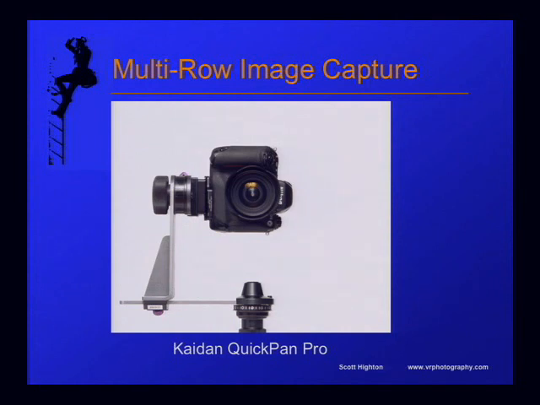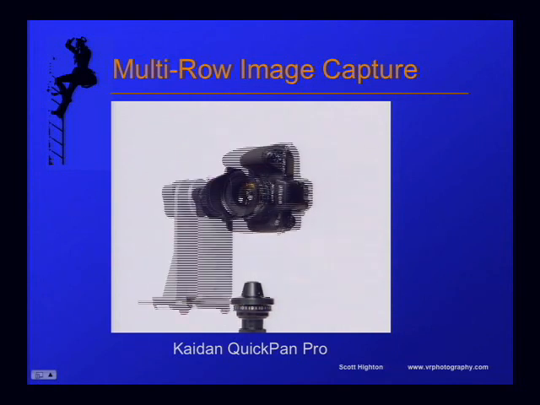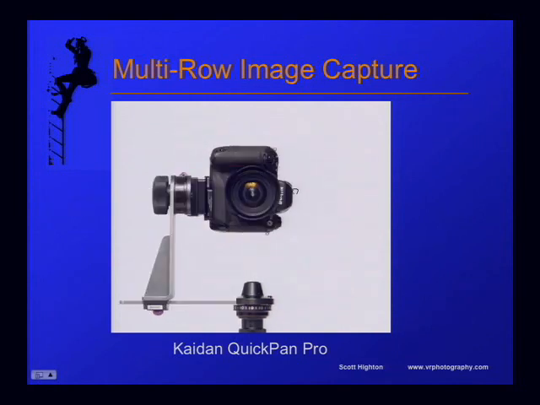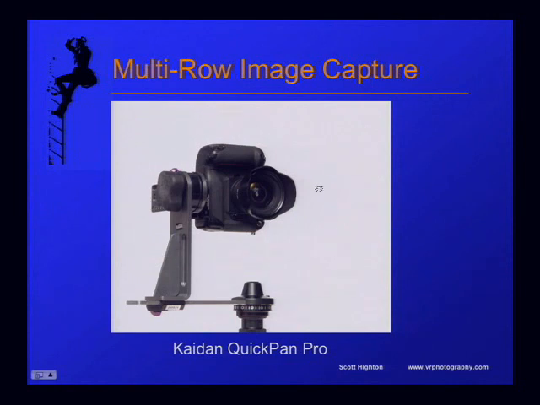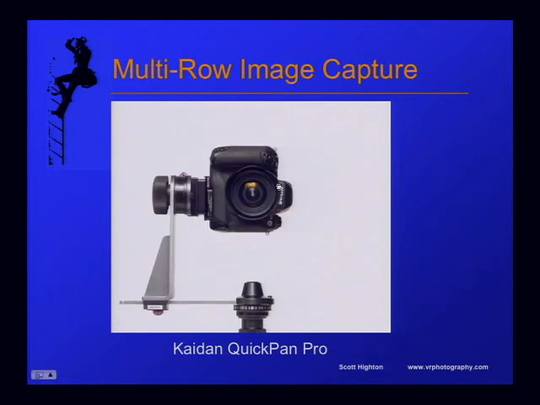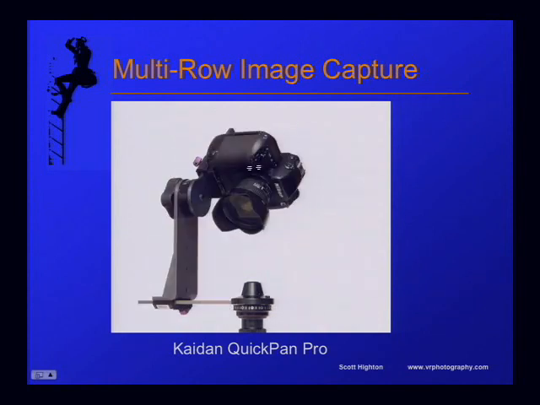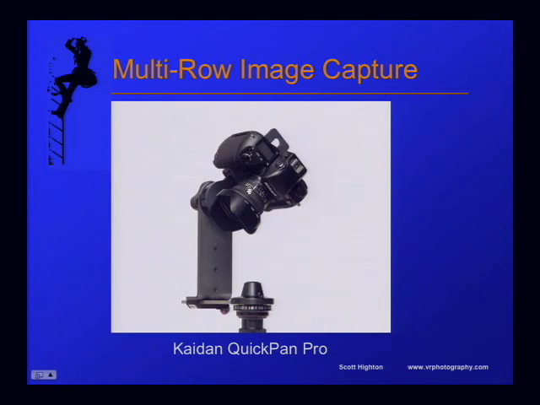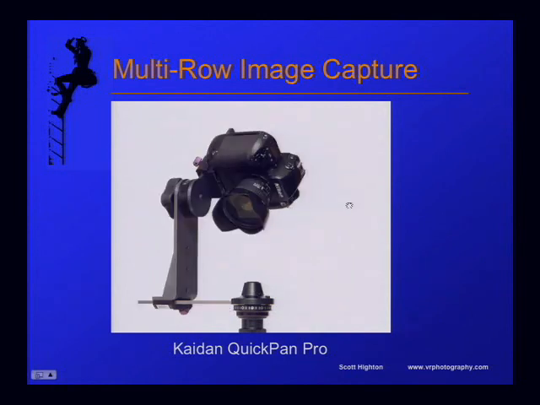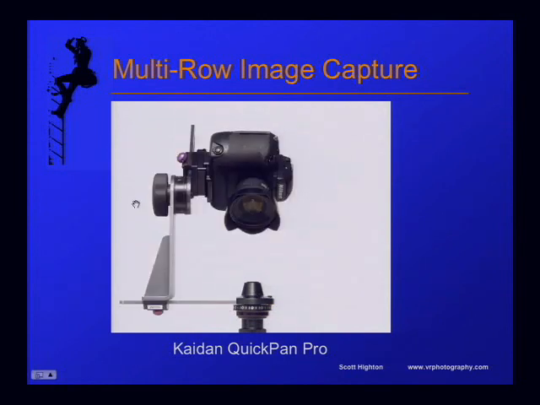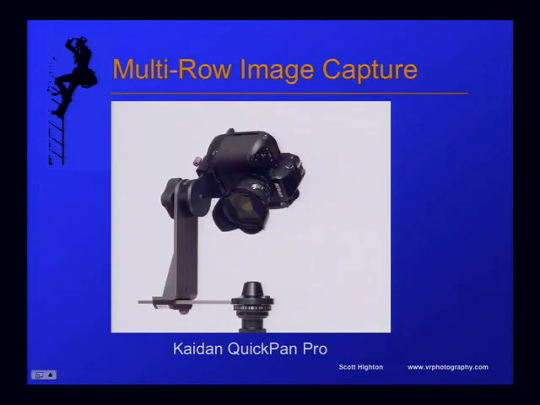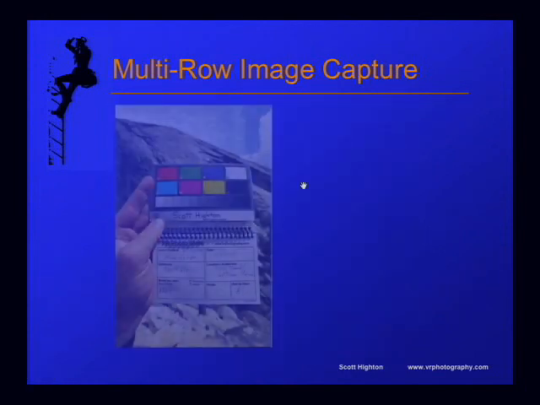There's a lot of imagery that you wind up having to shoot. In this case, we're using a pan head. Again, this one is from Kaidan, but it allows you to tilt the camera up and down while the nodal point remains aligned with both axes. So you have a rotation axis down here, that's the vertical rotation axis, and then the horizontal rotation axis that goes along here. And the nodal point has to remain aligned on both of those as you're doing these. They can be a little bit labor intensive.